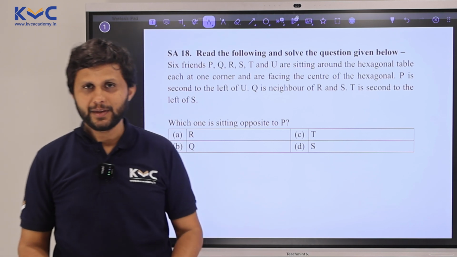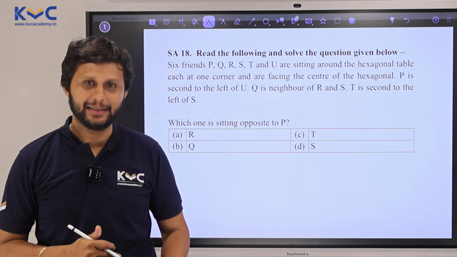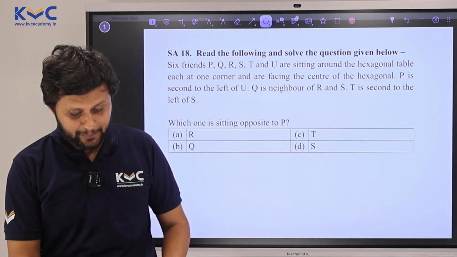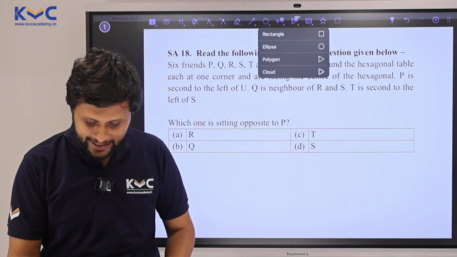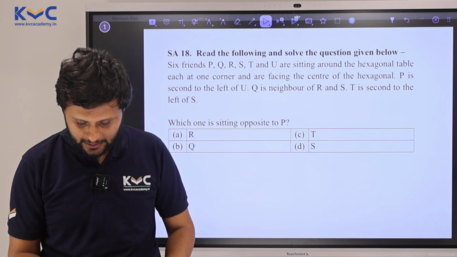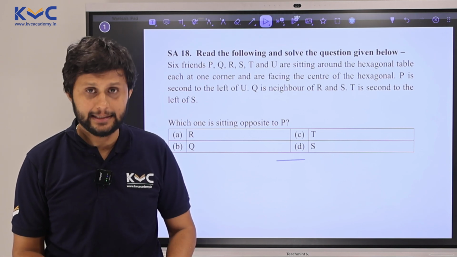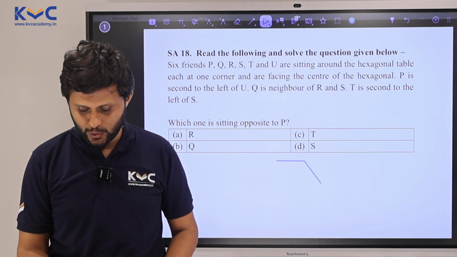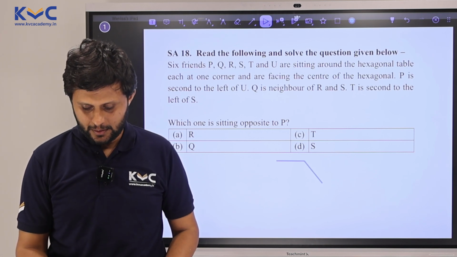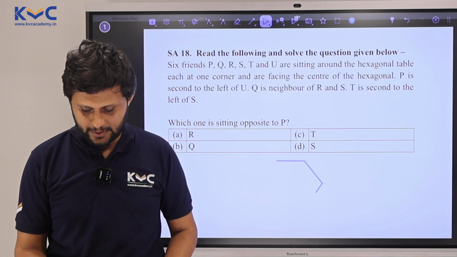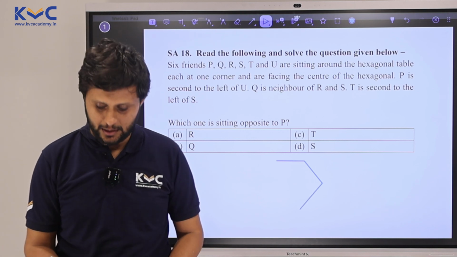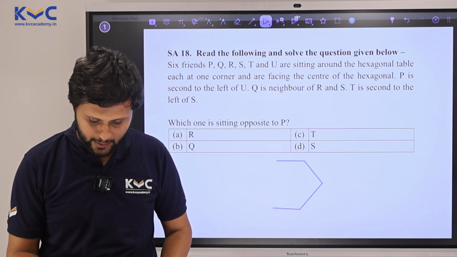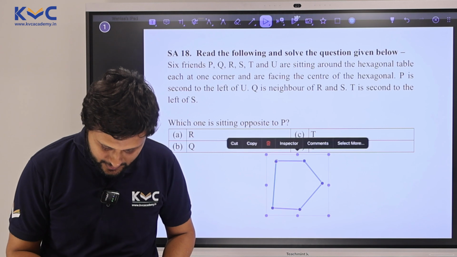But this time we have a hexagon table, not a circle, a hexagon. Okay, we'll definitely take some time in drawing this hexagon. Let's try. We have one side. Hexagon has how many sides? 6 in total. We have 2. We have 3. Okay, we have 4, and we have 5.